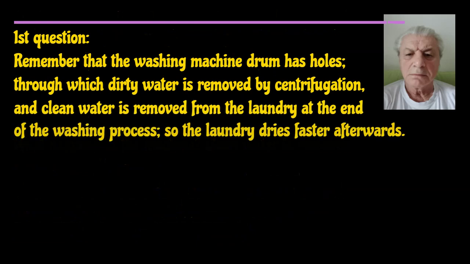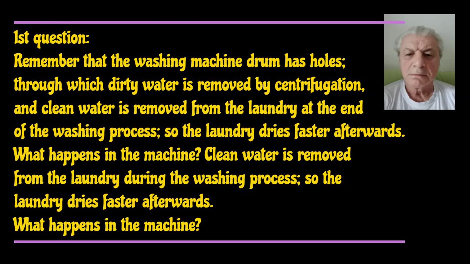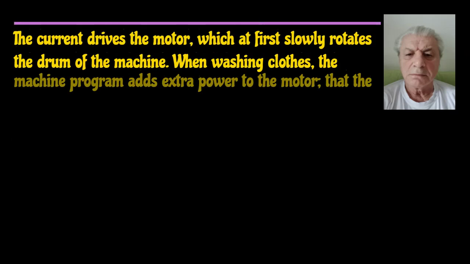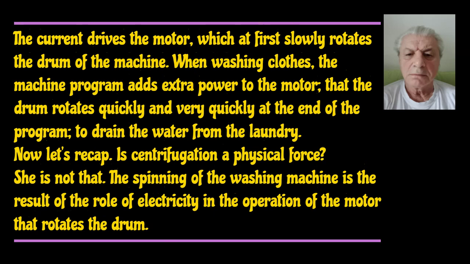First question. Remember that the washing machine drum has holes, through which dirty water is removed by centrifugation, and clean water is removed from the laundry at the end of the washing process, so the laundry dries faster afterwards. What happens in the machine? The current drives the motor, which at first slowly rotates the drum of the machine. When washing clothes, the machine program adds extra power to the motor, so that the drum rotates quickly and very quickly at the end of the program, to drain the water from the laundry.